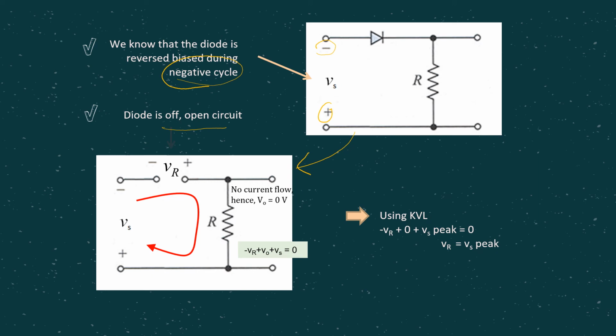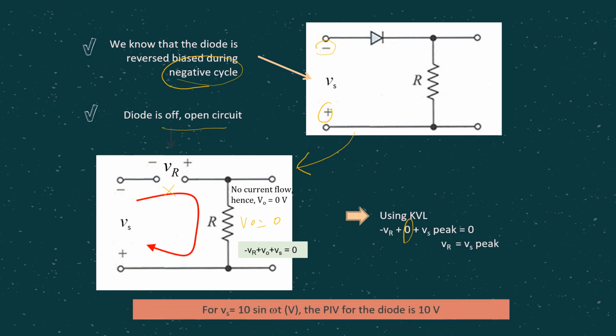So this is the reverse voltage across the diode. At that time, we know that since here it is open circuit, no current flows, so obviously V naught also will be 0. So if we do the KVL, we are supposed to get negative VR plus 0, which is the V naught, plus Vs peak equals 0. So in this case, our VR is actually equal to Vs peak.